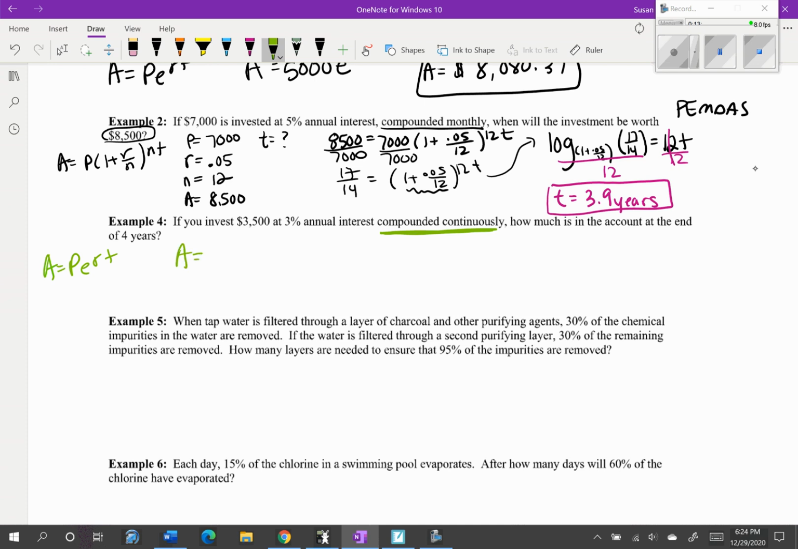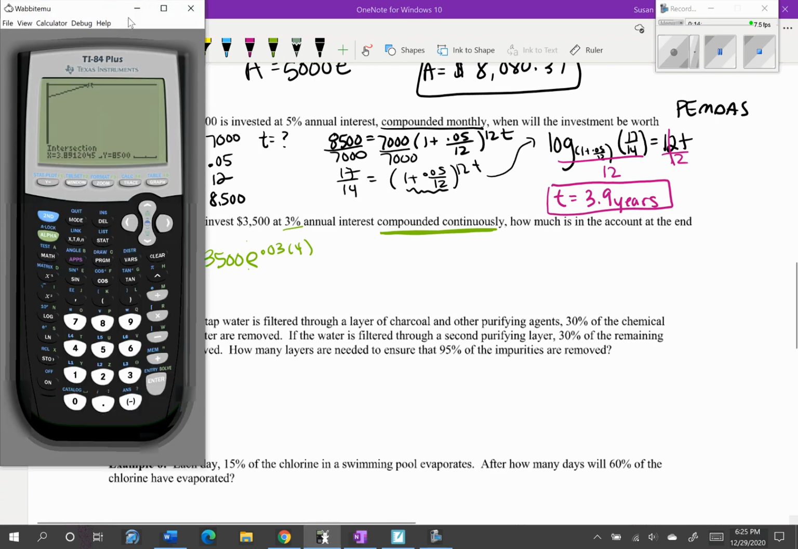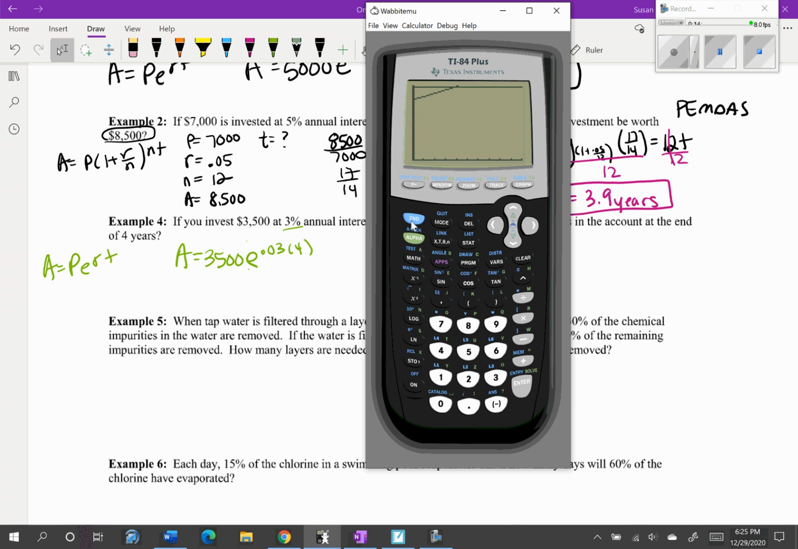So A is equal to P, your starting amount, 3,500, times, of course, e is just the number e, not the variable. So in your calculator, you would use that. And then we have the rate, 3%, so 0.03 times time, which is 4 years. So if I plug that into my calculator, I get 3,500 e to the 0.03 times 4. So $3,946.24.